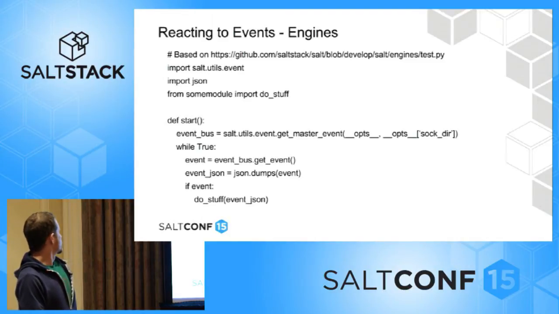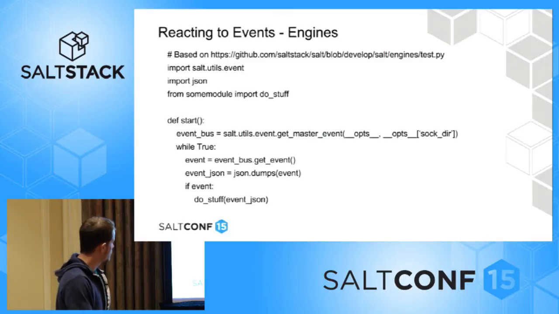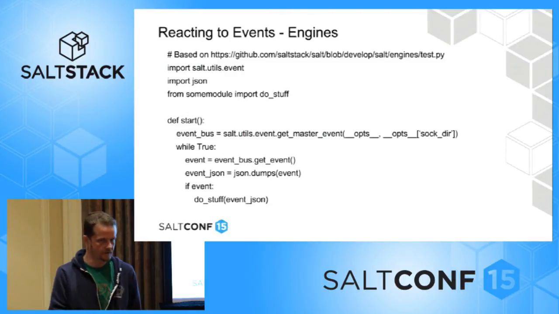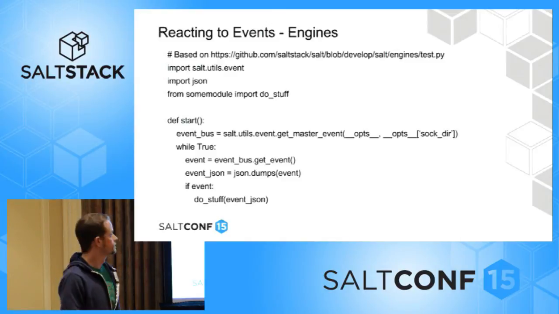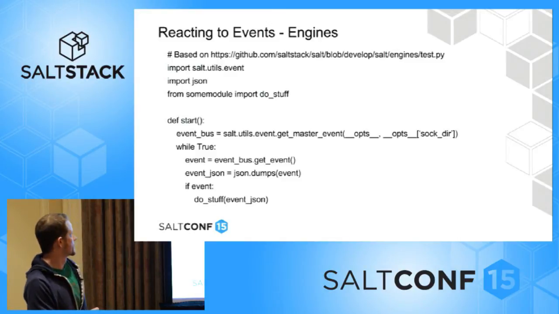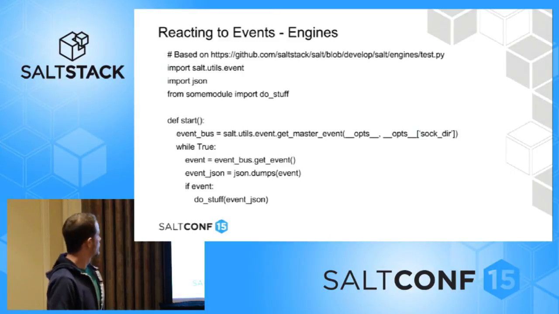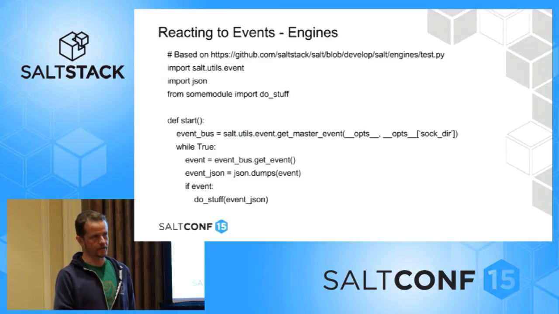Then you just do a while loop. Get an event off the bus, convert it to JSON, and then if it's not false or none, I assume none is what it comes back if there's no event in the loop, then do stuff. And in Tom's example, he's actually logging these events. So go check out that code. It's in Salt Engines test.py. Again, I'm really looking forward to these. These look easy to write, lots of cool use cases for this.